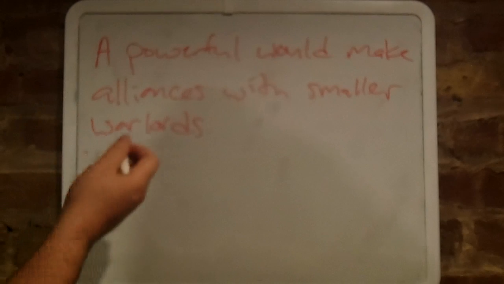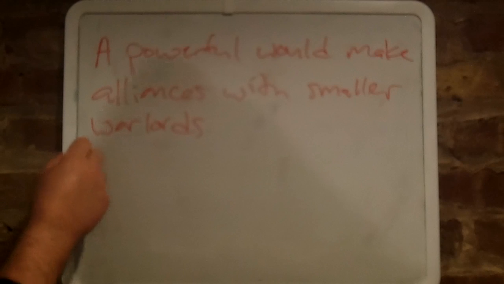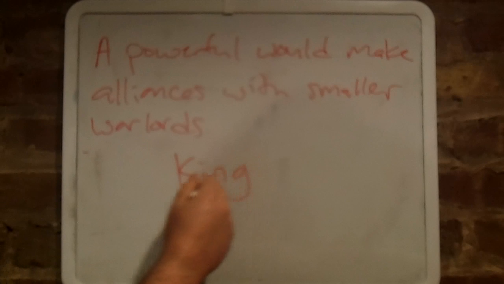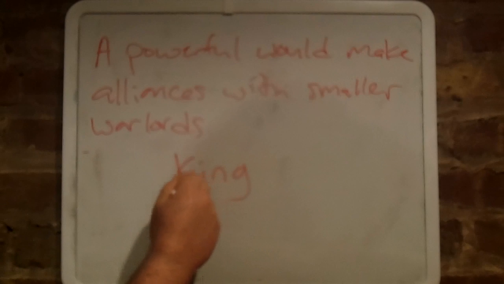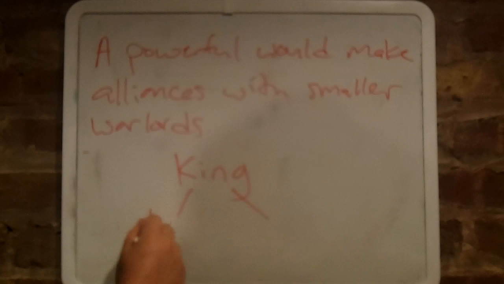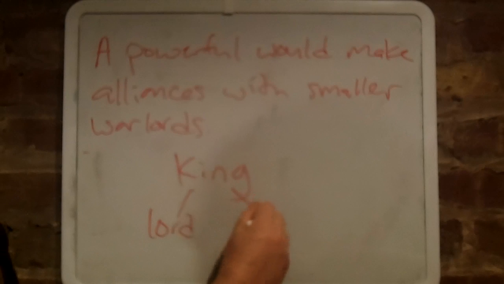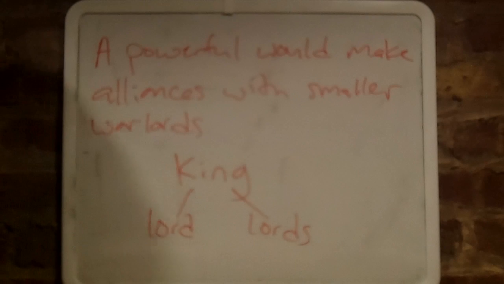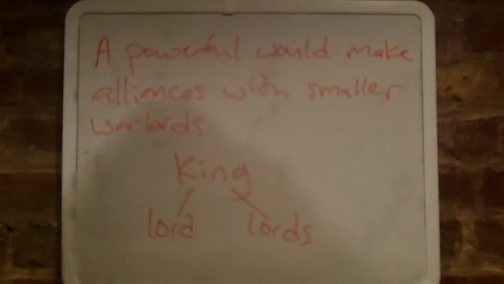So this is how they ended up with the sort of medieval org chart where you have a king, and then he has a bunch of lords. And below the lords, you have guys like dukes and barons and whatnot. And then at the very bottom, you have the peasants.